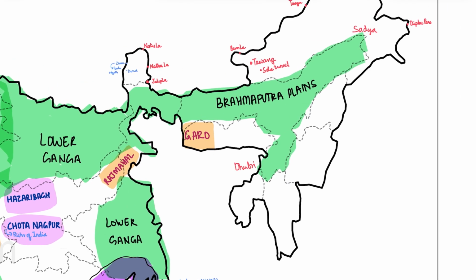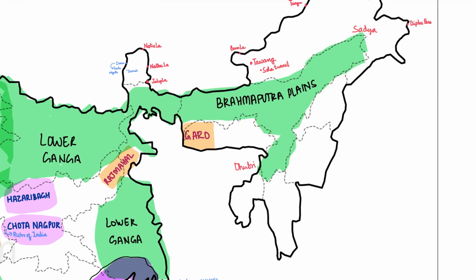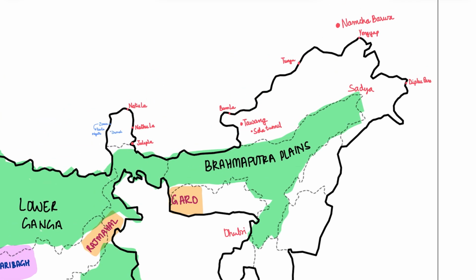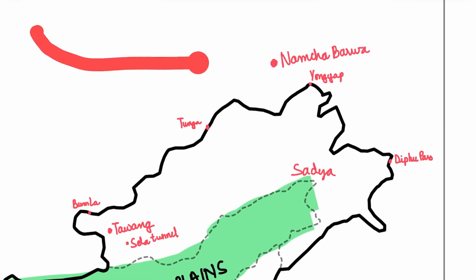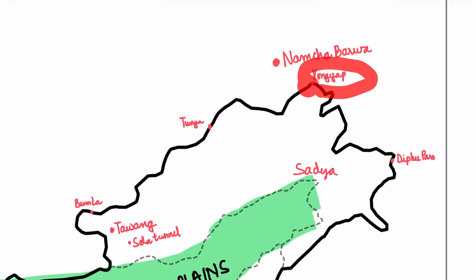So the Brahmaputra plains. The Brahmaputra basically enters into Assam from a place called Sadiya and then finally emerges out of Assam at a place called Dhubri. So these are the regions of the Brahmaputra plain. Then there have been some important locations over here in the region of Northeast. First, as you all know, Namcha Barwa is the place where the Brahmaputra actually turns and then comes to India. There's a place called Yang Yap where it first enters.